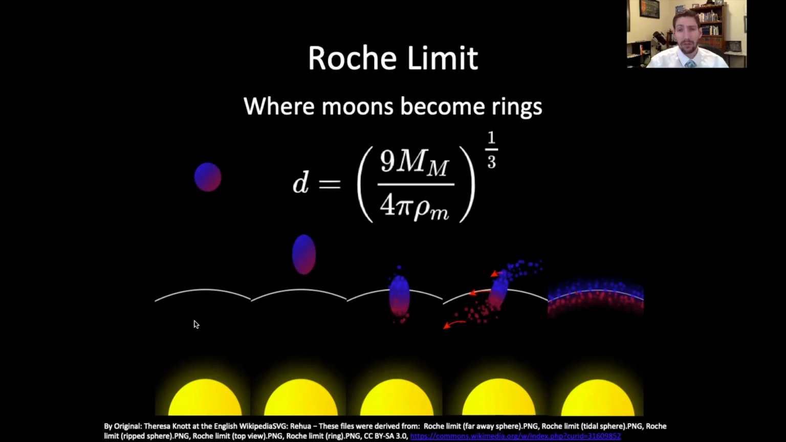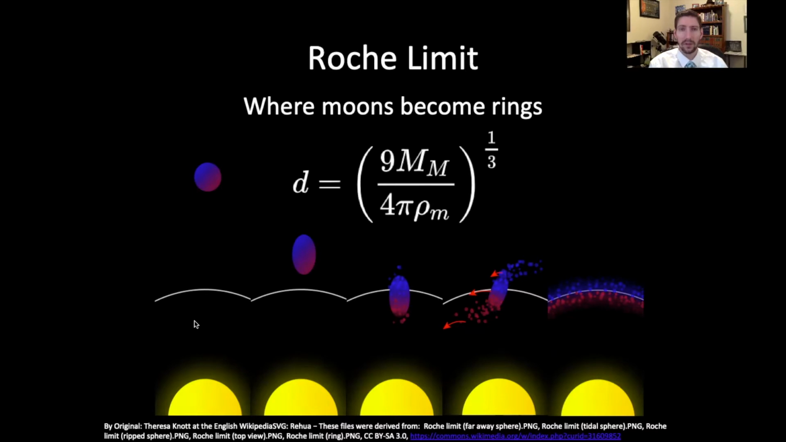An equation for the distance d at which the Roche limit is from the center of a planet. We're not going to derive this equation, but we can apply it for the planets, is the cubed root of 9 times the mass of that planet divided by 4 pi times the density of the moon.